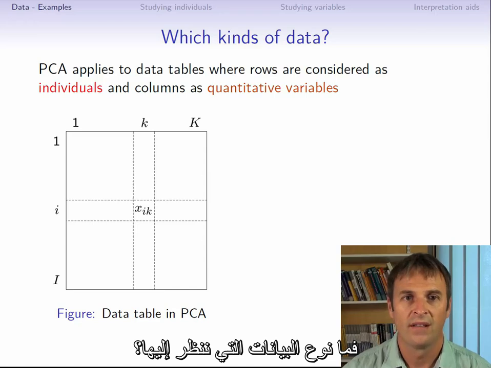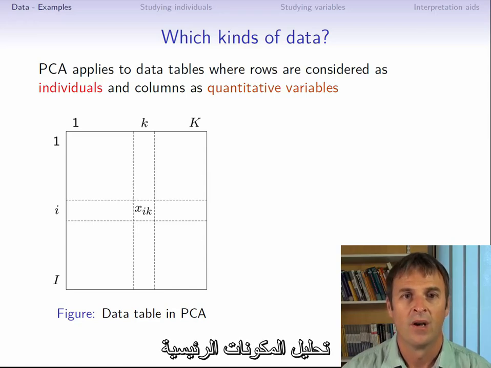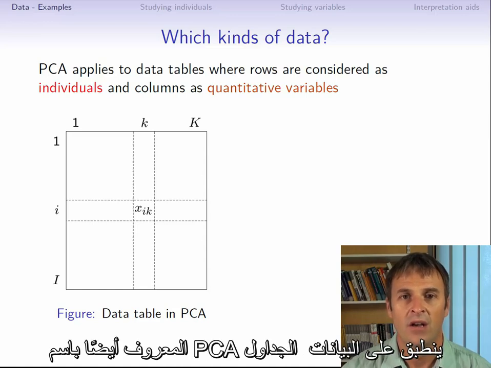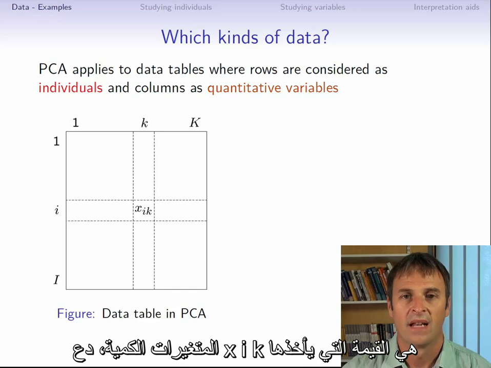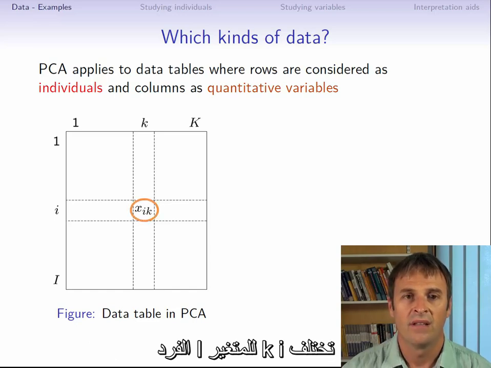So, what kind of data are we looking at? Principal component analysis, also known as PCA, applies to data tables where rows can be considered like individuals and columns like quantitative variables. Let x_ik be the value taken by individual i for variable k.